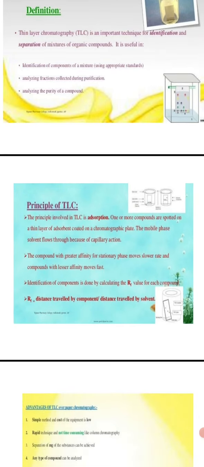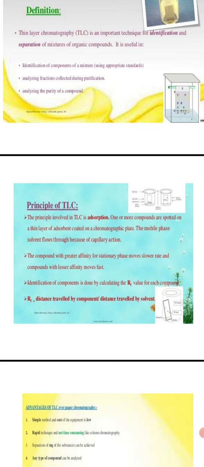So the principle of TLC, that means thin layer chromatography. The principle involved in TLC is adsorption. Adsorption is nothing but a surface phenomenon in which a solute can be adsorbed on another substance. So one or more compounds are spotted on a thin layer of adsorbent which is coated on a chromatographic plate. The mobile phase, a solvent, flows through because of capillary action.